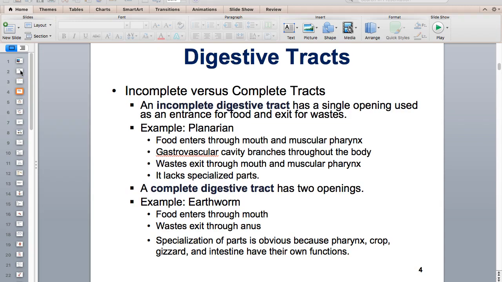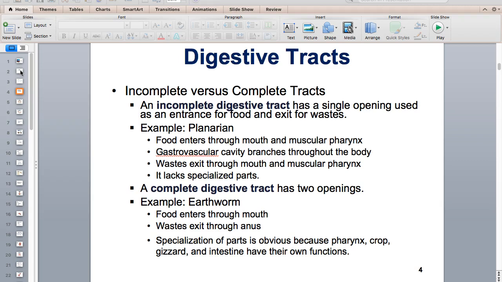All right, so here's where we're going to talk a little bit about incomplete versus complete tracts. Again, we talked about this before, okay? If we talk about an incomplete digestive tract, it has one single opening. That single opening is used for entrance of food and also for exit of waste. So our example is planaria.